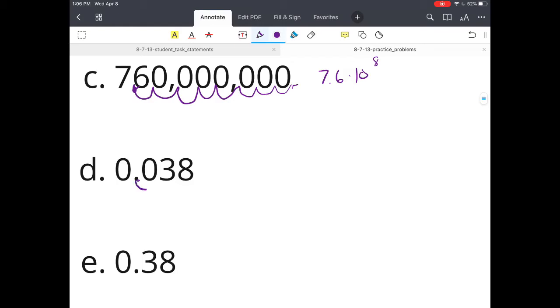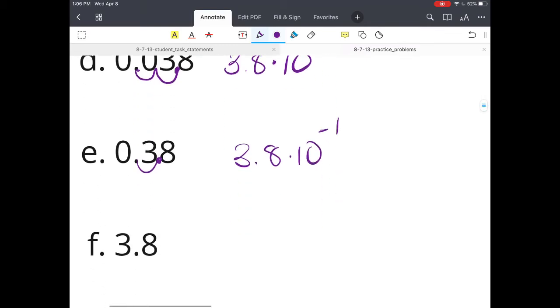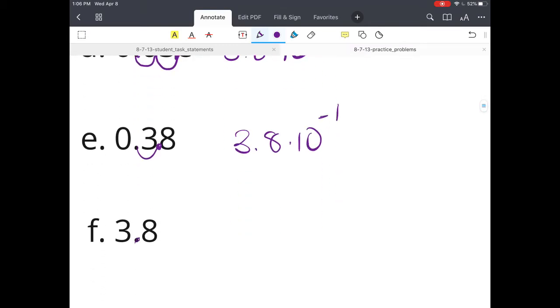Here's the decimal, 1, 2. And it's negative 1. So it's going to be 3.8 times 10 to the negative 1. How many times did you move it? 0 times, right? 3.8 times 10 to the 0.